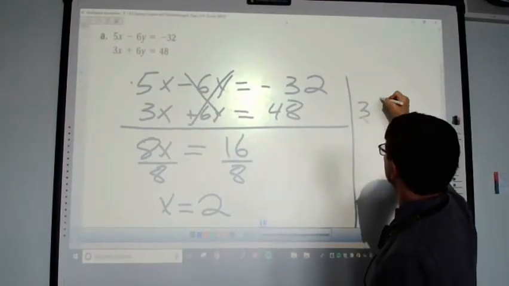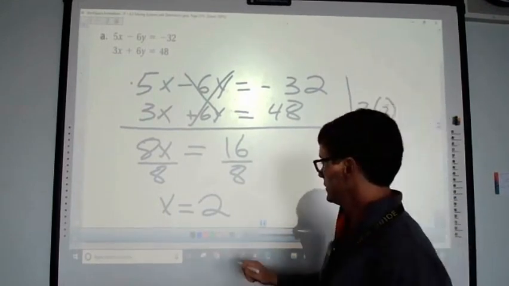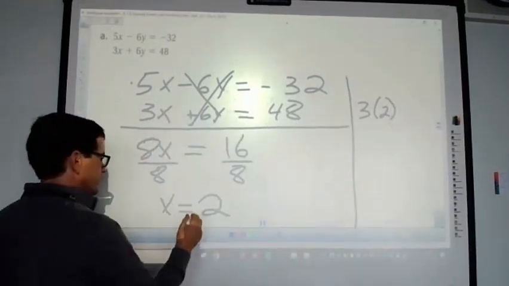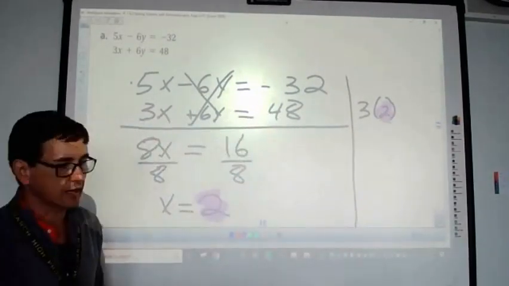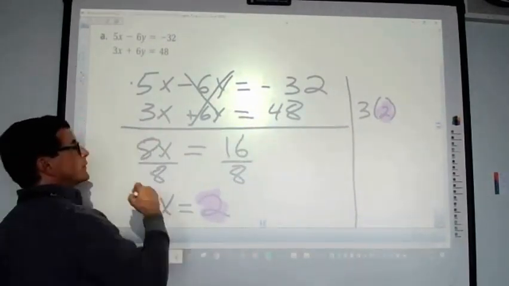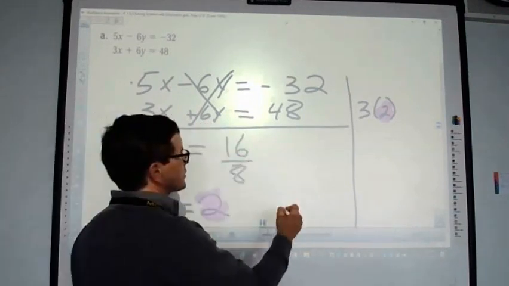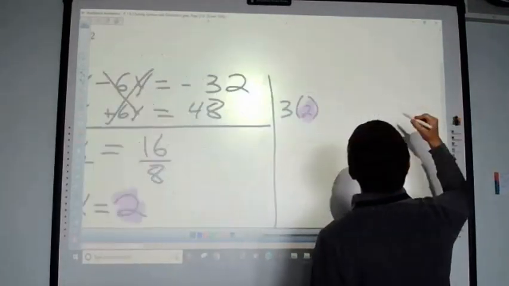So we're going to go 3 times 2. So if you are confused and didn't know where that 2 came from right there, what x equals. So 3 times 2 plus 6y equals 48.